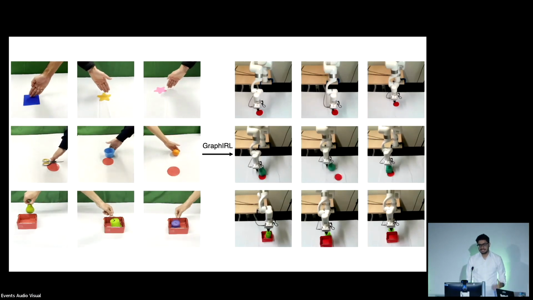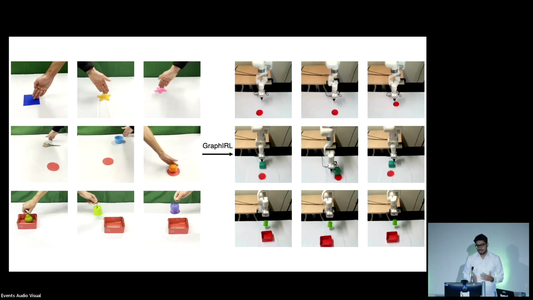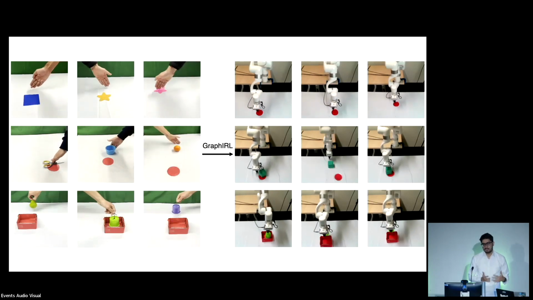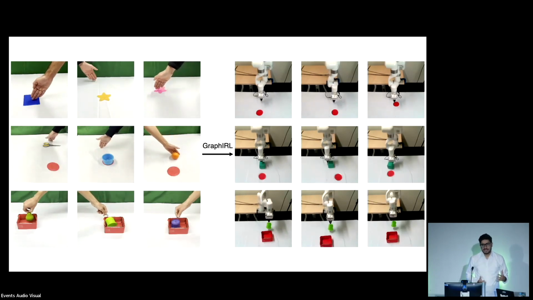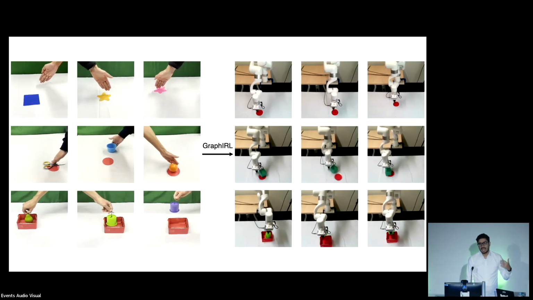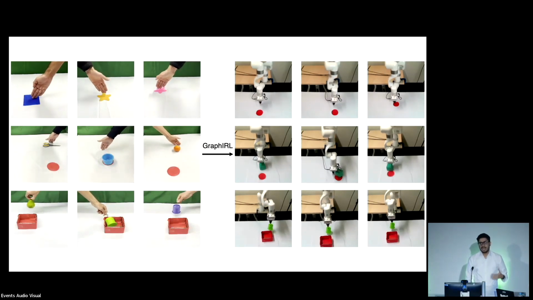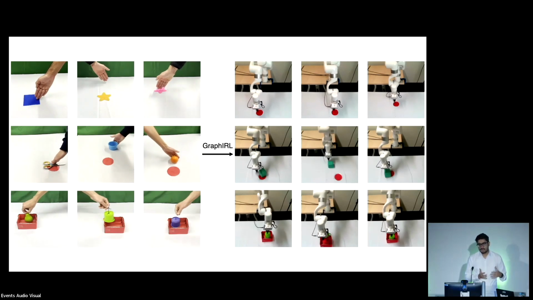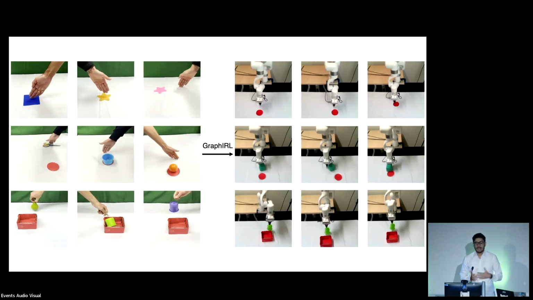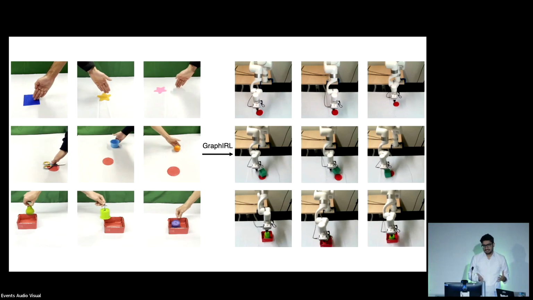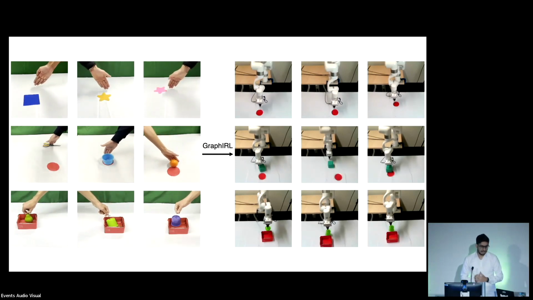Here on the left, you can see a set of human demonstrations, and on the right, you can see the same task being performed with a real robot. Our approach, GraphIRL, takes these human demonstrations and learns a reward in a self-supervised manner. It then uses the learned reward to solve the task with a real robot. We showed that with as low as 16 videos, we can solve the task in the real world.